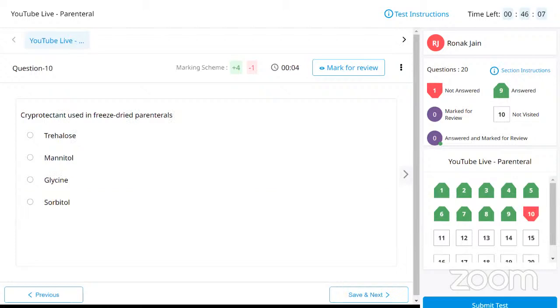Okay, question 10. Cryoprotectant used in freeze-dried parenterals. Okay, so what is a freeze-dried parenteral? I'll give you a gist.